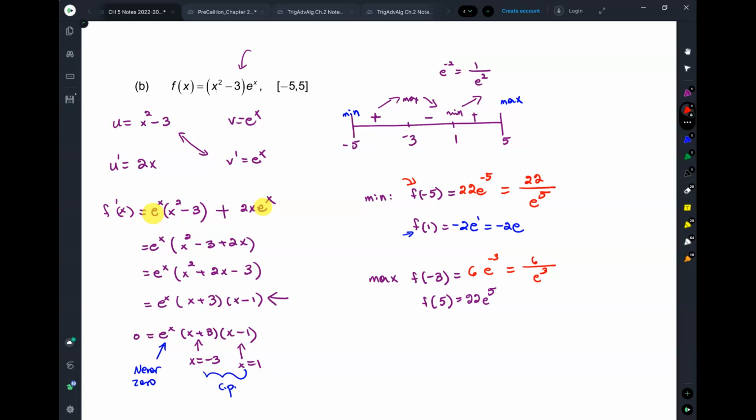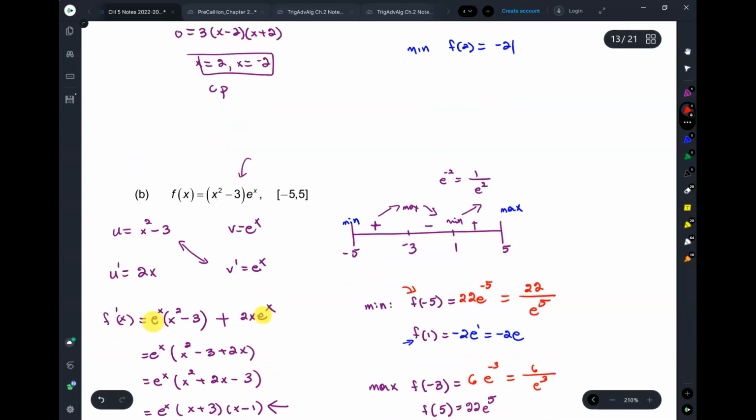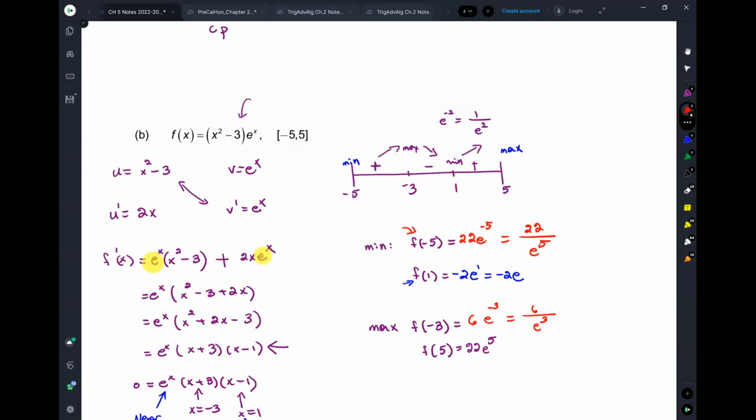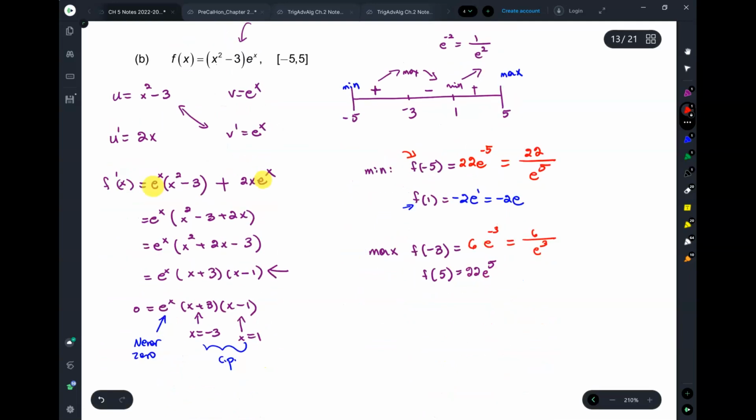And we're not looking for absolute min or max here. It's just one of the local min or max, so that's it. Do you see how it's very possible?